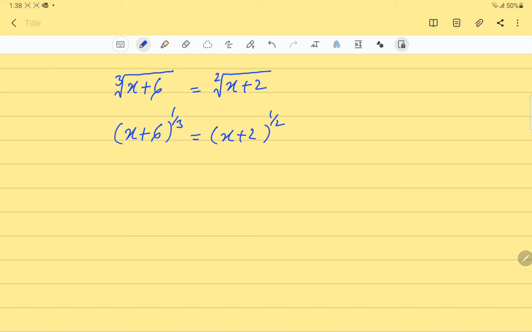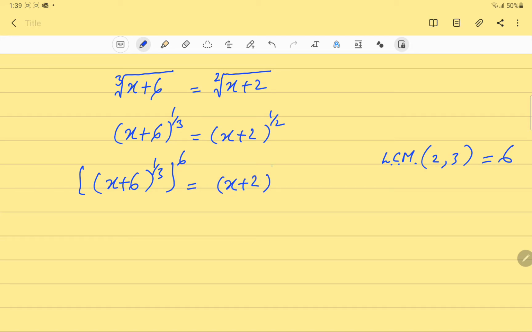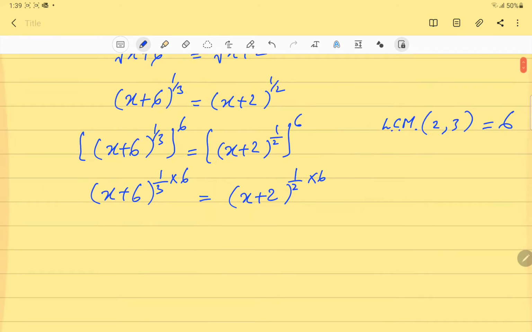Now what we will do here, we will take the LCM of 2 and 3. LCM of 2 and 3 is 6. So we will take power of 6 of both sides. We will write x plus 6 raised to 1 over 3, all raised to power 6, and x plus 2 raised to 1 over 2, all raised to power 6. Now this 3 will cancel with 6, we will have 2. 6 will cancel with 2, we will have 3. So we are left with x plus 6 raised to power 2 and x plus 2 raised to power 3.